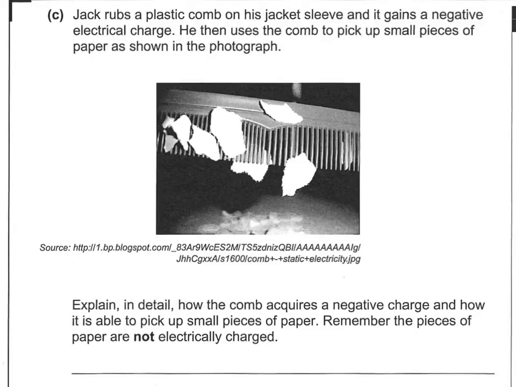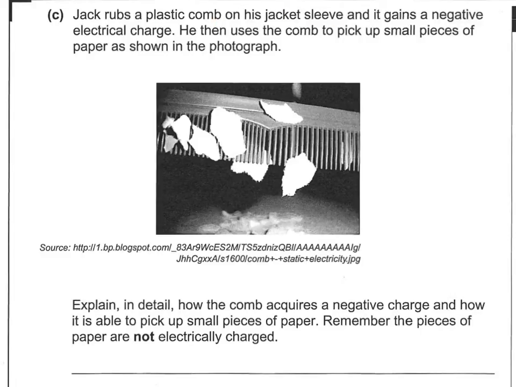So there's some important information here. It's a plastic comb rubbed on a jacket sleeve, and importantly, we get a negative charge. So we know that the plastic comb ends up negative. He then uses the comb to pick up small pieces of paper. So how do we get the comb charged? Well, there are 2 objects. There's the jacket sleeve and there's the comb.